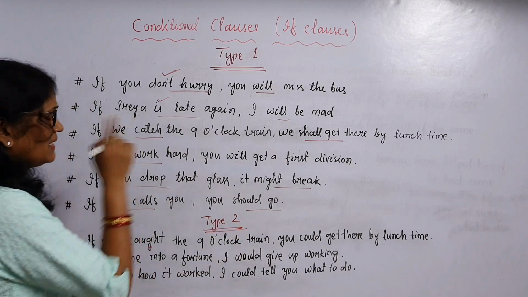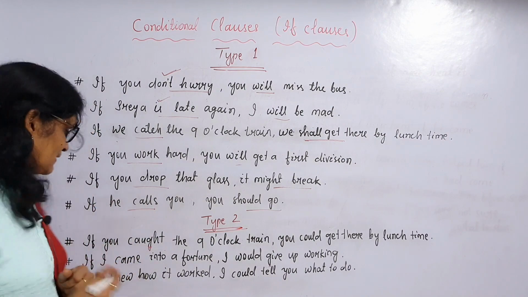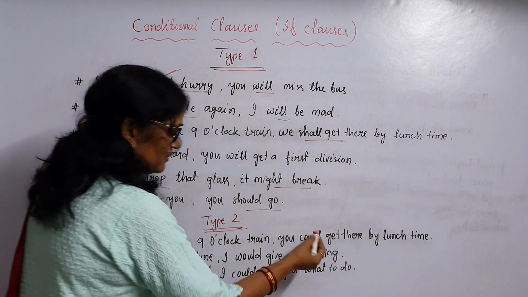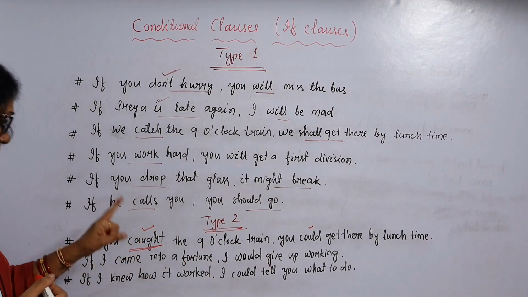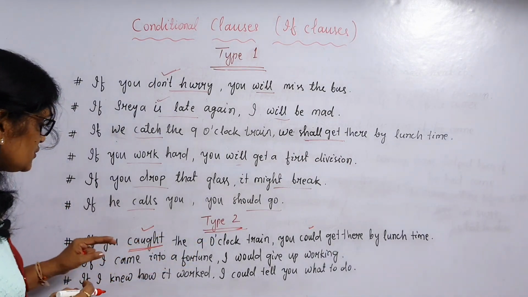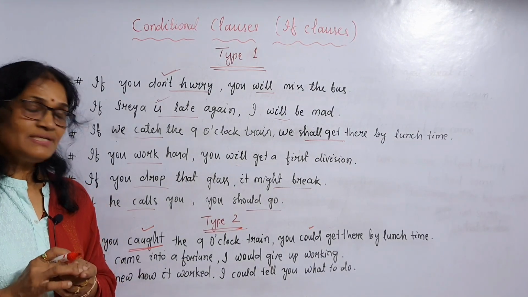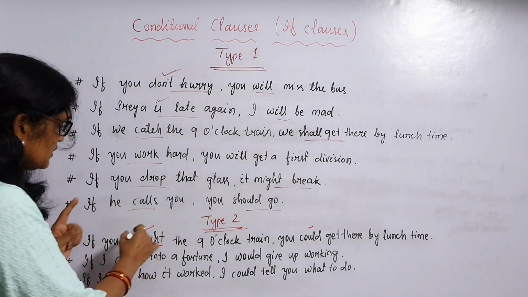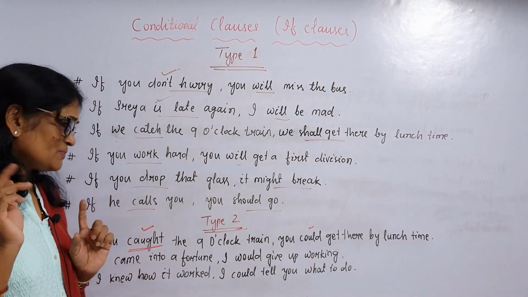Type 2 conditional clause. If you caught the 9 o'clock train, you could get there by lunch time. Here the verb is past, simple past. In the if clause, the verb is simple past, and in the main clause, past modal plus verb 1. Where you use this clause, if you caught the 9 o'clock train, okay, that means it is one condition, there is less possibility of something happening. To get the result, there is less possibility. There you use a simple past if clause. In the type 2 if clause, we use simple past, and in the main clause we use past modal plus verb 1.